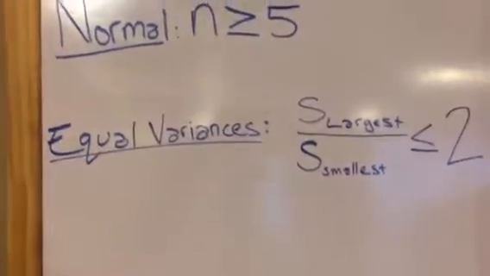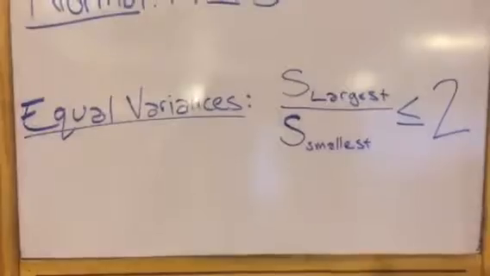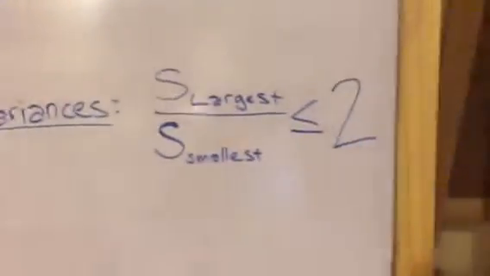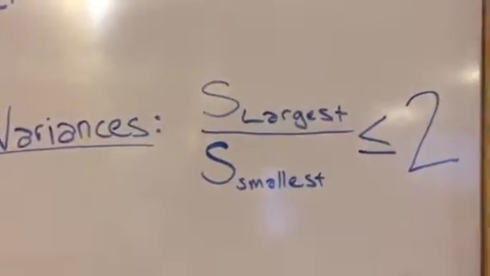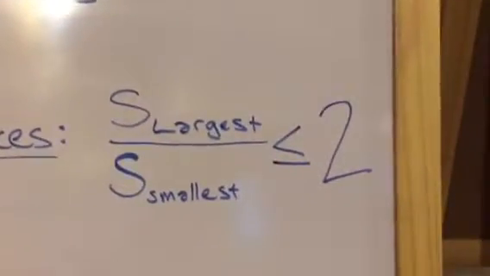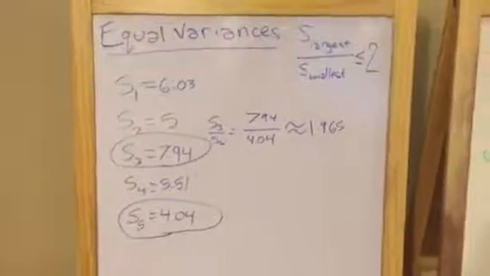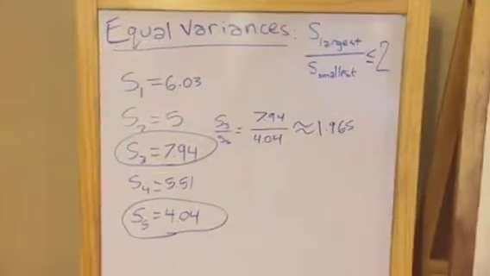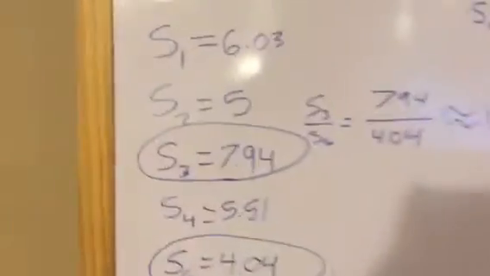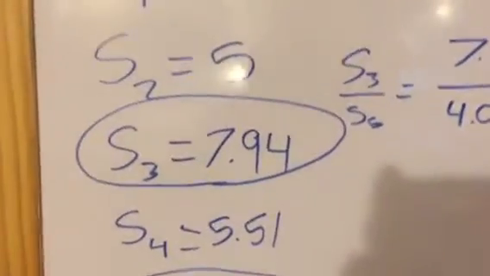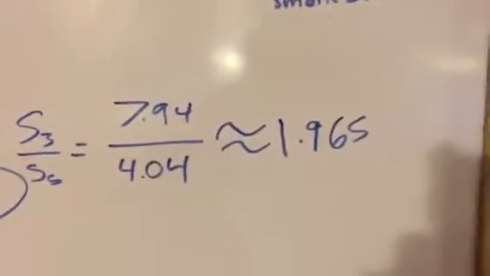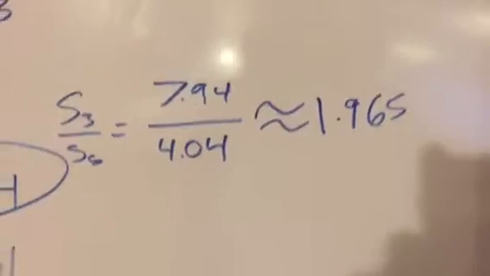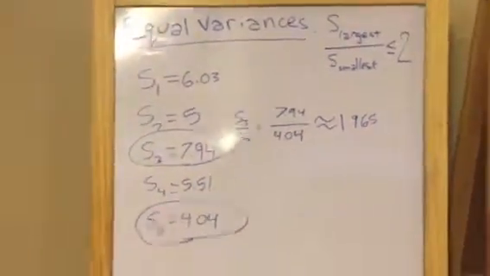The third condition that must be met for the one-way Anova test is equal variances, which means that the largest sample standard deviation divided by the smallest sample standard deviation must be less than or equal to 2. We went ahead and calculated the standard deviations for each sample, and we found that sample 3 had the largest standard deviation with 7.94, and sample 5 had the smallest standard deviation with 4.04, so we divided that and got 1.965 approximately. So we're good.